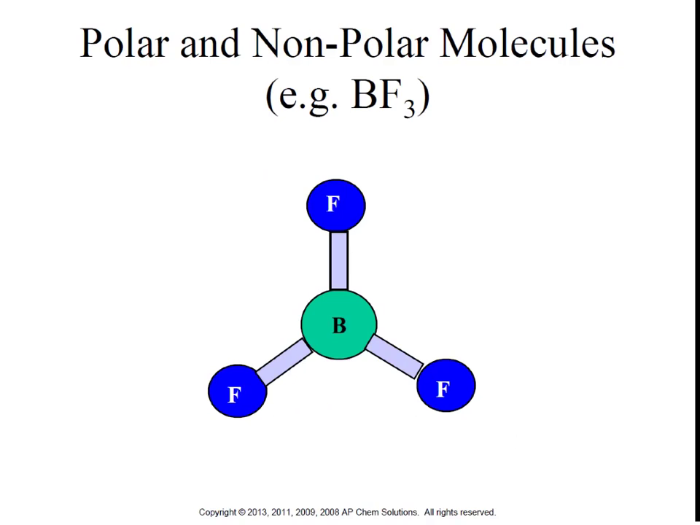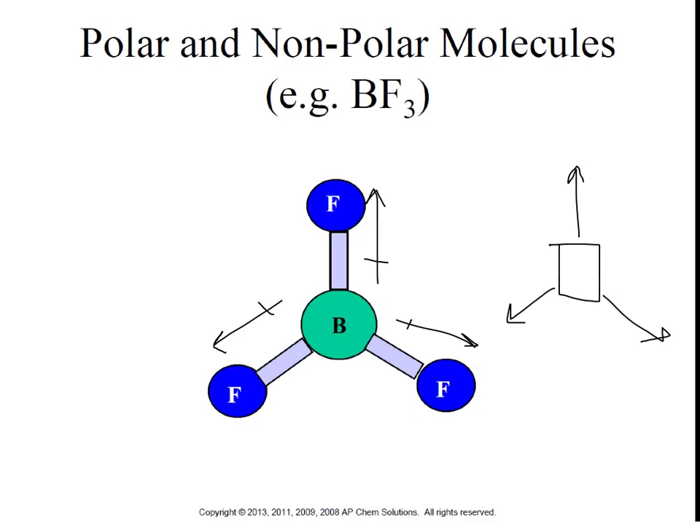If you look at BF3, fluorine is the most electronegative element on the periodic table, and so that means all of those fluorines are going to be pulling. And if we use our box analogy again, we're pulling from three identical angles. All these angles would be 120 degrees. And so as a result, they will cancel each other out, and so this would be a non-polar molecule.